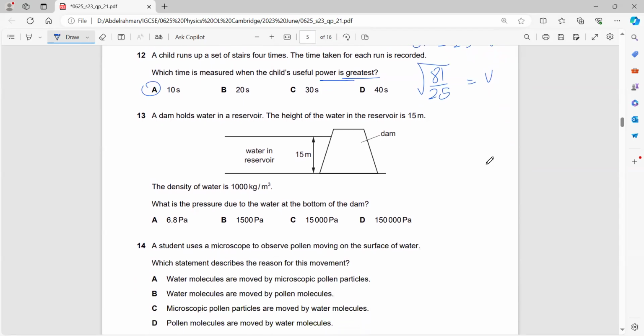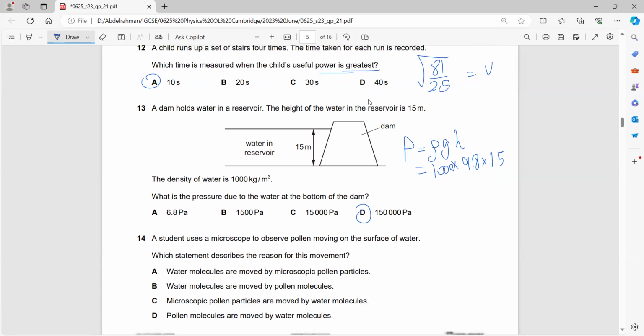A dam holds water in a reservoir. The height of the water is 15 meters. The density is 1000. What is the pressure? How can I calculate the pressure? Pressure equals rho g h, in which rho is the density: 1000 times g, 9.8, times the h, which is the height, 15. This would give a final answer of around 150,000 pascals. I know that you have calculated it using your calculator. It's slightly less than 150,000, but you can just round up.